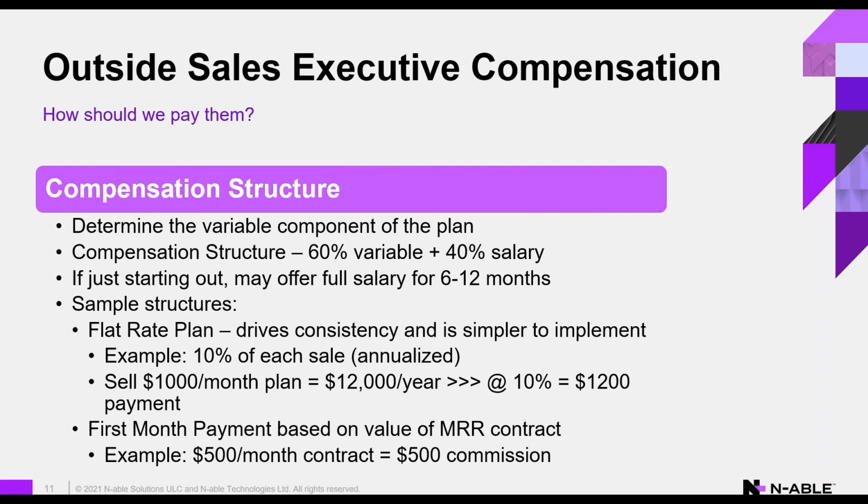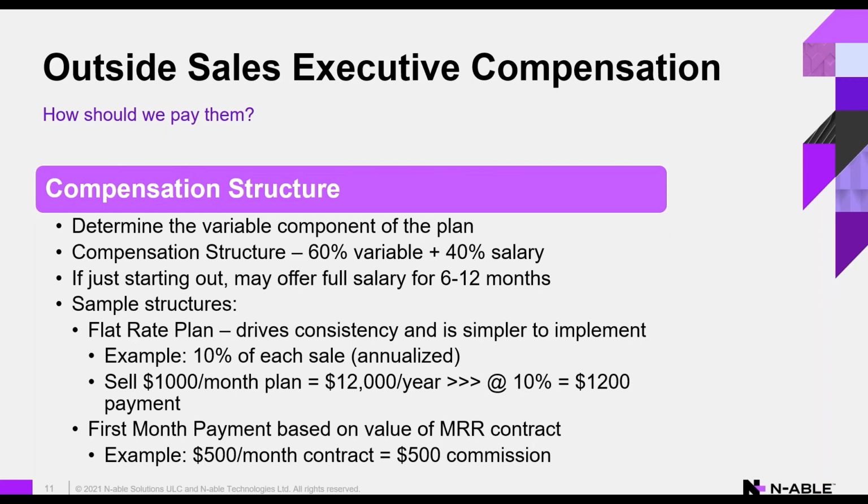So a couple of different comp plan structures that I've seen implemented by different partners throughout the years. The flat rate comp plan, or the upfront payment comp plan. This is pretty simple to implement. In this plan, you're basically paying a lump sum payment to the salesperson for any new managed services business that they sign on. And the nice thing is that it allows the salesperson to get their compensation pretty quickly, soon after the deal closes.